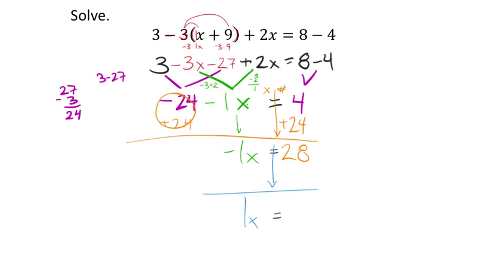So to make that -1 coefficient a positive 1, we'll divide it by itself on both sides. That makes a 1x. Positive divided by negative is going to make a negative. 28 divided by 1 is 28. So our solution ends up being -28.